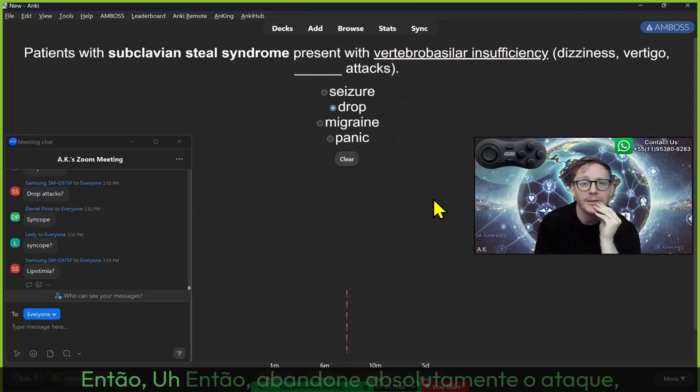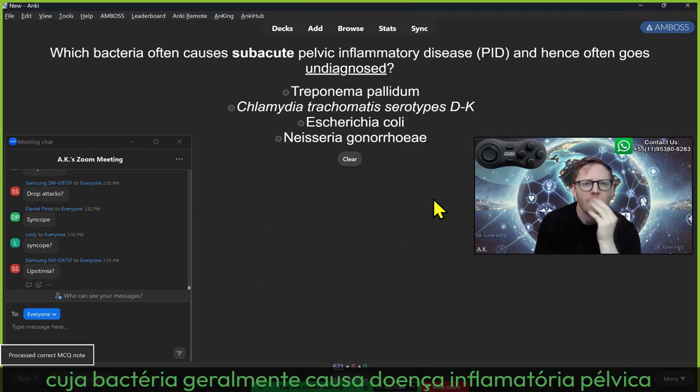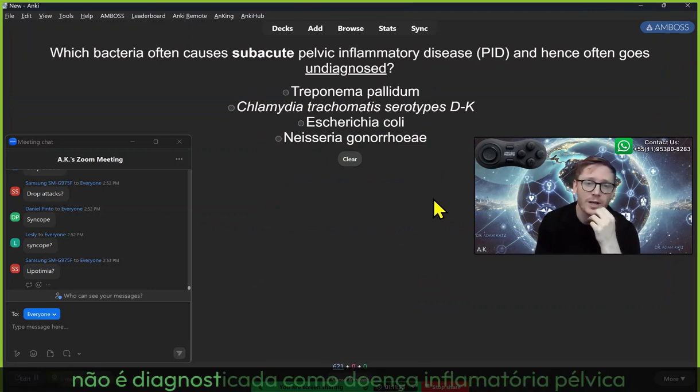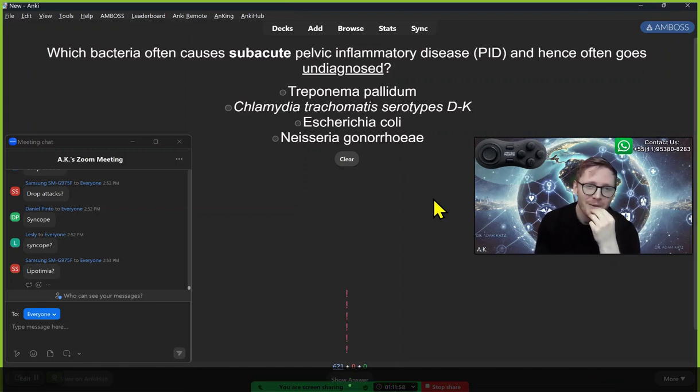So absolutely, drop attack. Which bacteria often causes subacute pelvic inflammatory disease and hence often goes undiagnosed? Pelvic inflammatory disease.